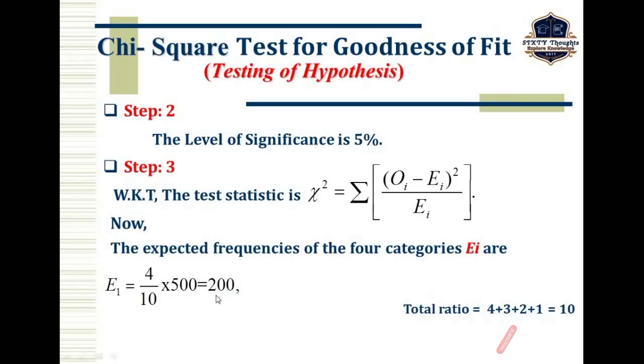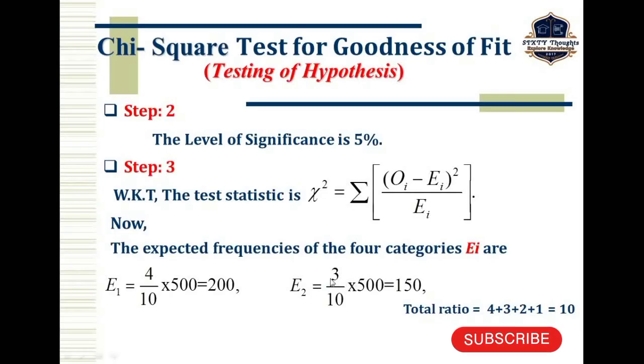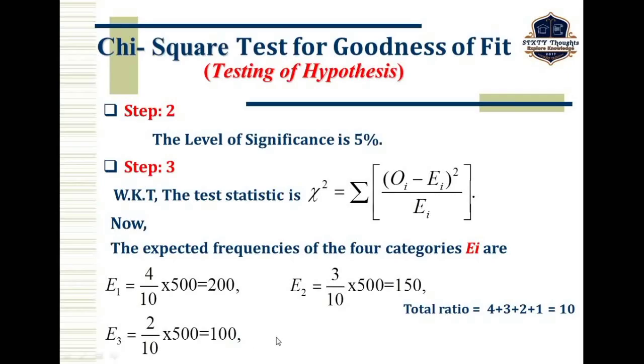What is the meaning of E1 equal to 200? We expected 200 students to fail. Now E2 is for third class students: 3 by 10 into 500, we get 150 students expected. E3 is 2 by 10 into 500, which equals 100. Similarly, we find E4 for first class students: 1 by 10 into 500 equals 50.